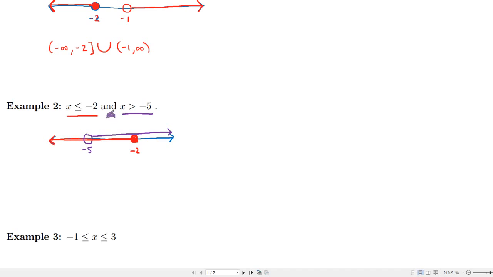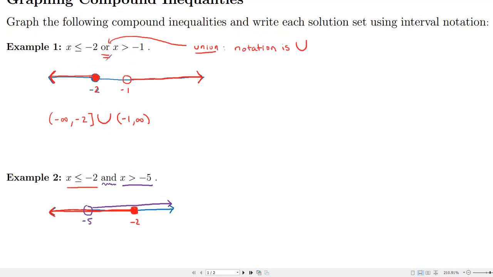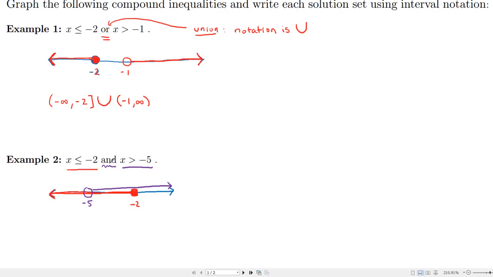But the key thing here is this word right here, this and. Okay, so what's happening with that? Well, what we mean is we want the x values to be in both of these. Unlike up here with the or, which was a union, we're going to be in one or the other. When you're saying the word and, you actually want to be in both. You want to satisfy both of these inequalities. When you're saying or, you want to satisfy this one or this one.